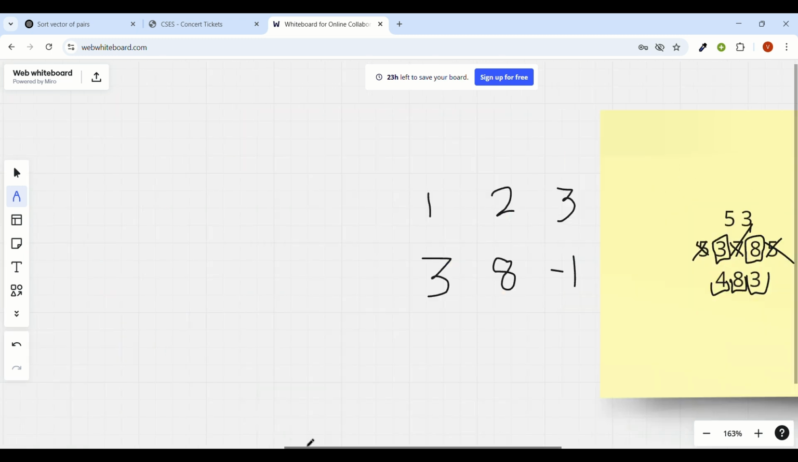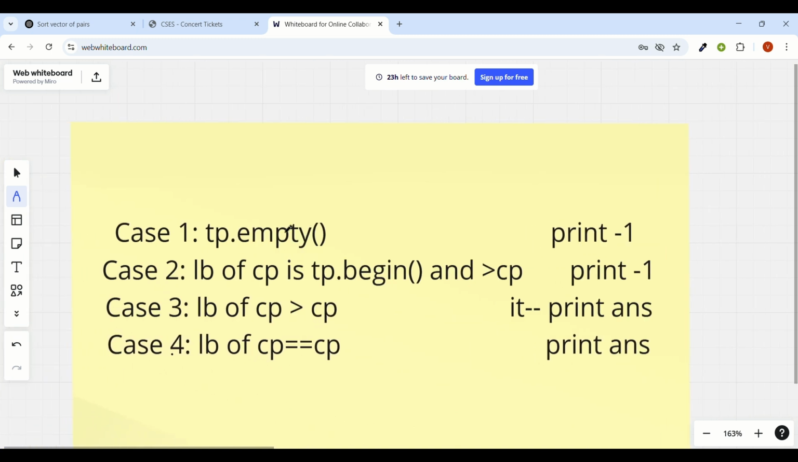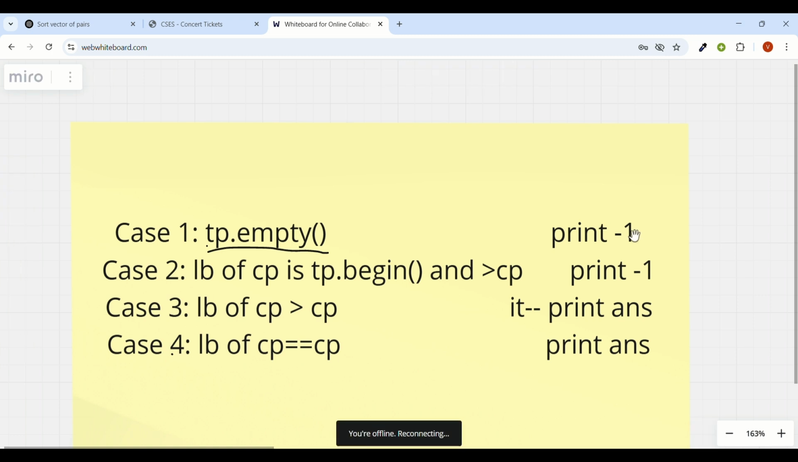Let's see how we can approach the solution for this problem. So what we can do is create 4 cases. Firstly, we would be creating a multi-set and storing all the ticket prices in that multi-set. After that, we will check for every customer that if the ticket price multi-set is empty, that means all the tickets are already sold. So we will print -1 and continue for the next customer.